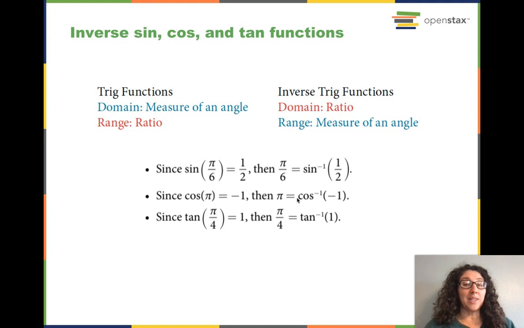Really, we could think of these as asking a question. Cosine of what angle equals negative 1? Or tangent of what angle equals 1? The answer is pi/4. We know that because we know our table of trig values. That's why we have to know them. If we don't know that trig table, we can't answer these questions that these are asking us.